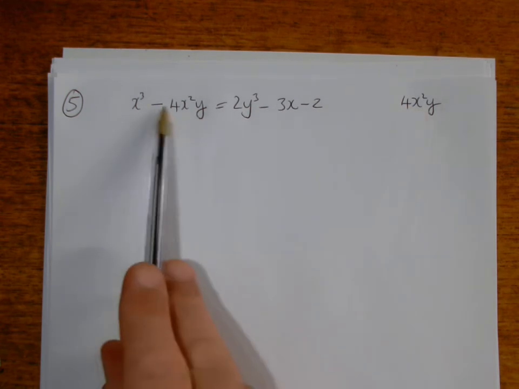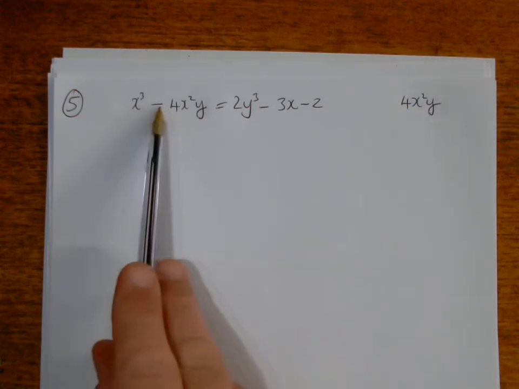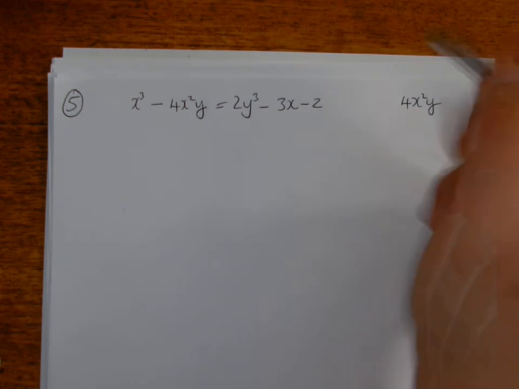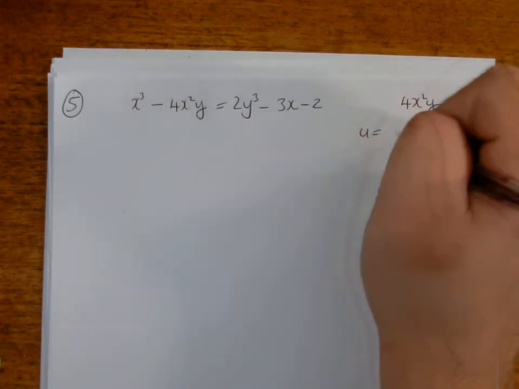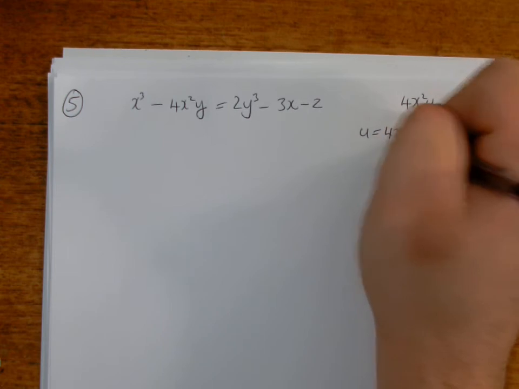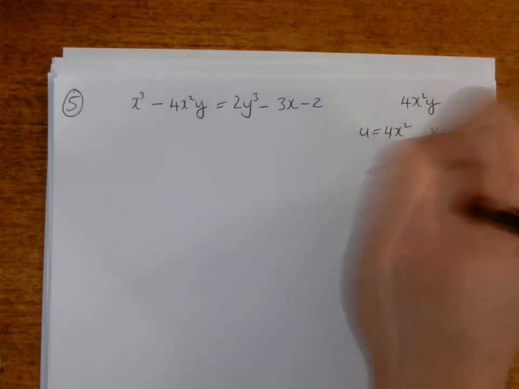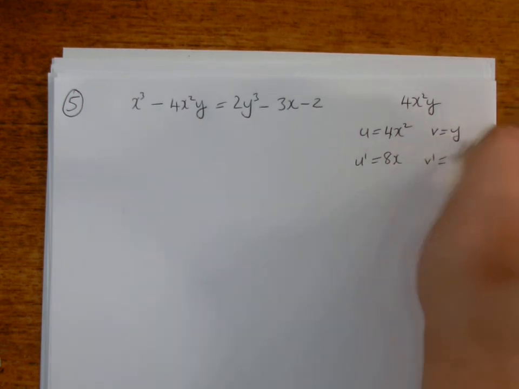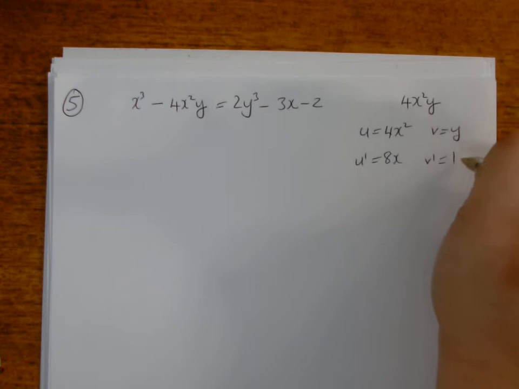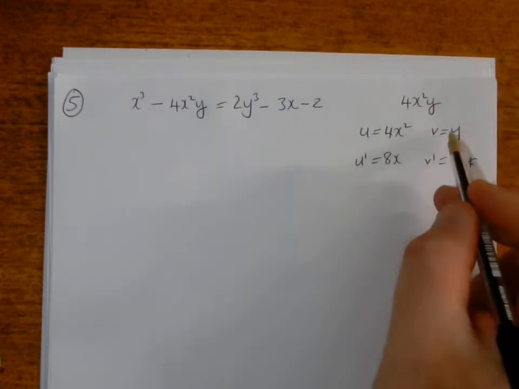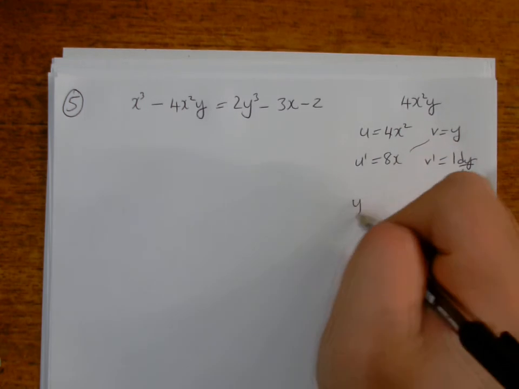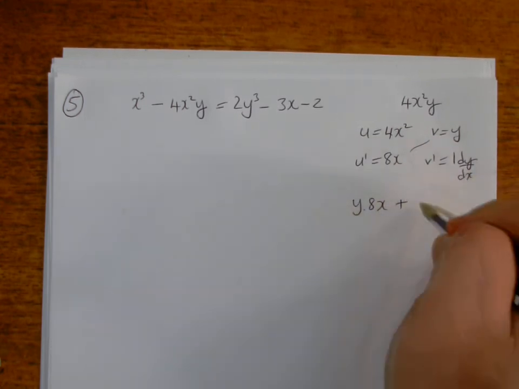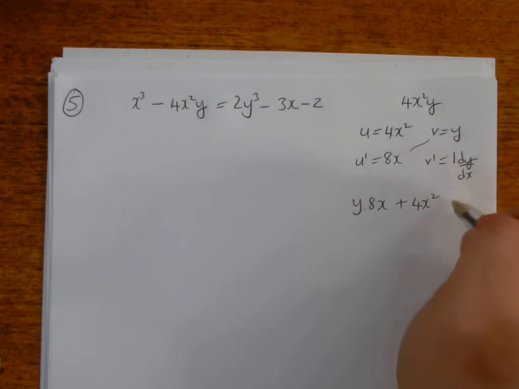I'm going to ignore the minus for a minute. I'm just going to leave it there in the equation and just apply the product rule to this, because it'll obviously be a lot easier to do that. So we've got u is 4x squared, v is y, u dash, then, du/dx is 8x, v dash, then, y becomes 1 times dy/dx. The product rule then will be v du/dx, so y times 8x, plus then u times dv/dx. So we have that there.